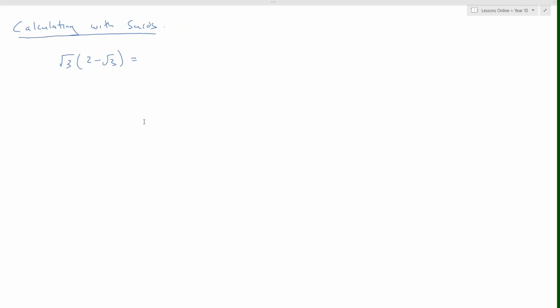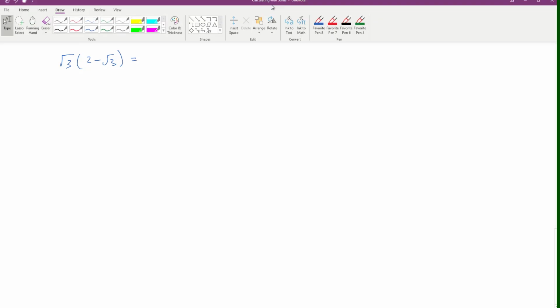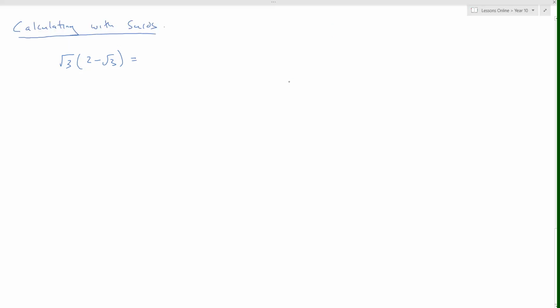Okay, so we're now going to use those two techniques of expanding brackets to work with surds. We've got this one here, the square root of 3 outside the brackets times 2 minus root 3. Everything outside the brackets, I'm going to multiply by everything inside the brackets. So first of all, root 3 is going to multiply the 2, and then root 3 is going to multiply the root 3 again. Don't forget there's a negative sign there.